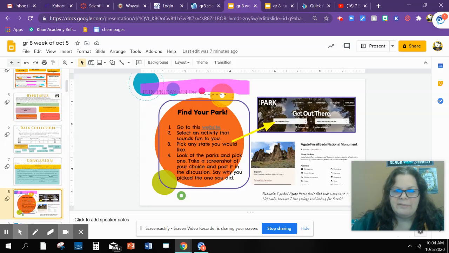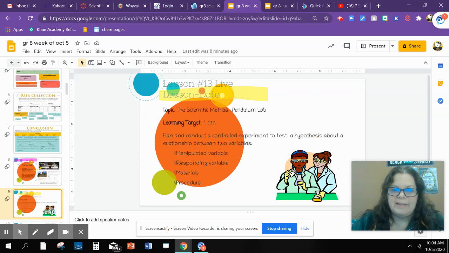On Friday, we did a little find-your-park activity. You were to go to the website, take a screenshot of what park you matched with, and post it in the discussion and say why you selected it. Today, we'll be doing a lab on the scientific method, making sure we know our variables and can run a controlled experiment.